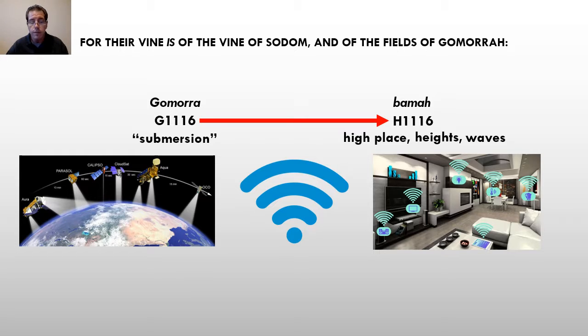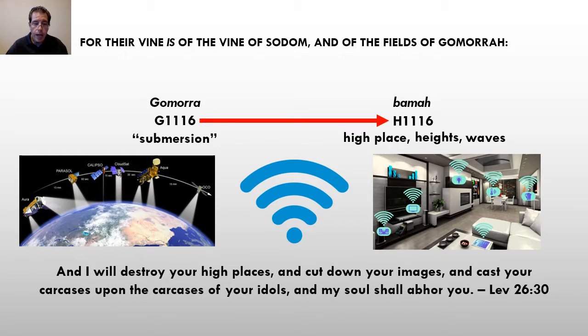And the vine of Sodom is the electrical wiring, and then the microwave, the radio waves that are produced by the electricity, the fields of Gomorrah. And you can see the first usage of the word Bama, and you can see where this is going. "And I will destroy your high places, and cut down your images, and cast your carcasses upon the carcasses of your idols, and my soul shall abhor you." This is the end result of building up a system of idolatry.